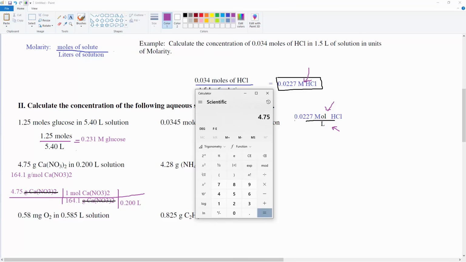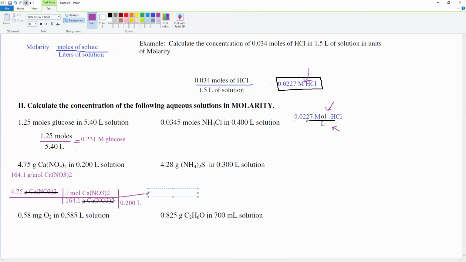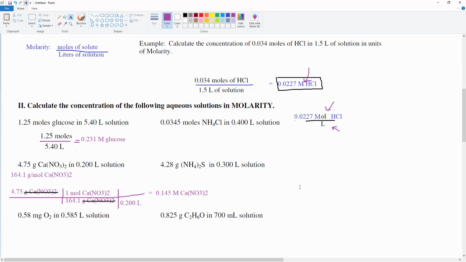So 4.75 divided by 164.1 divided by 0.2, and what do I get here? 0.145 molar solution. Is that what you got? Of calcium nitrate. Okay. What about, let's do this guy down here.